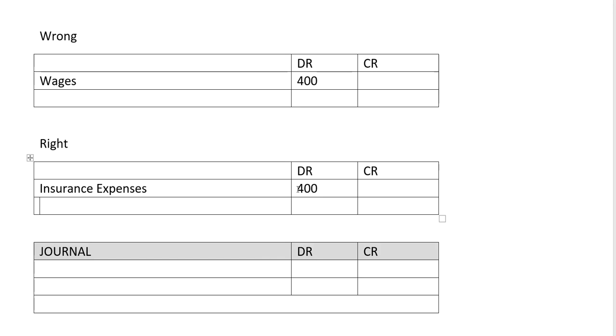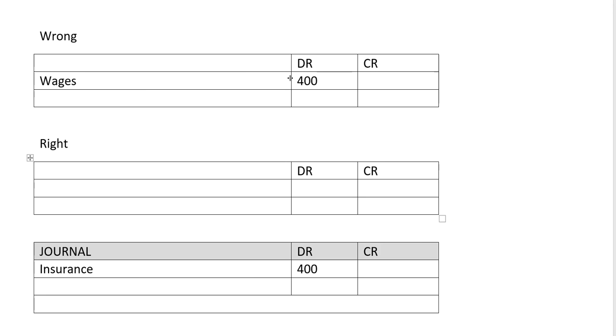So the first thing I know I have to do is increase my expenses, my insurance expenses account by 400. That's going to achieve this. So that's done. I'll take that one away. And then somehow we've got to get rid of the 400 on the wages account.